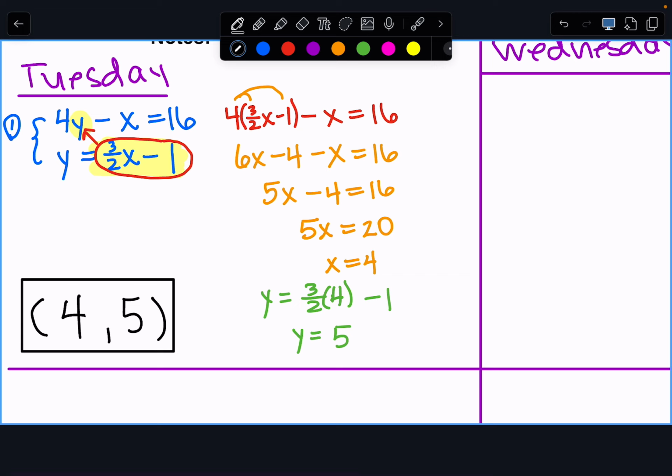4 times y minus x. So 4 times 5 minus 4, is that 16? That is, okay? Y is 5. Does that equal 3/2 times 4 minus 1? Yeah, that totally does, okay? But you might as well check it to make sure you got it right.